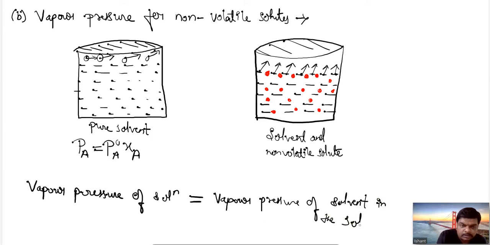So if I am taking that A is the solvent component here, then according to that, P will be equal to PA naught XA only. Here no term of PB will be there. So this is the relation for the non-volatile component, the non-volatile solute.